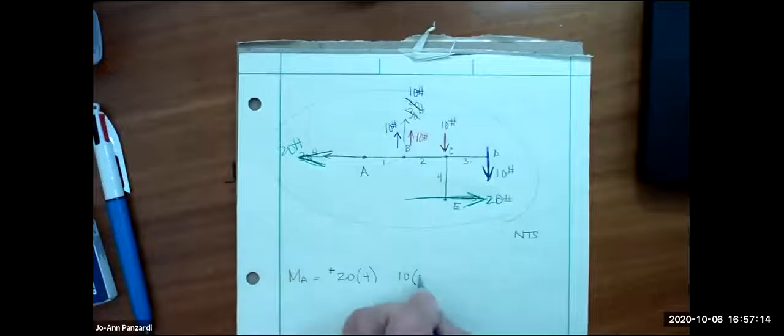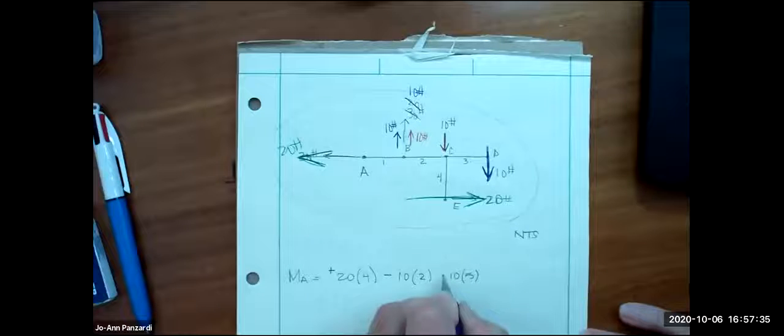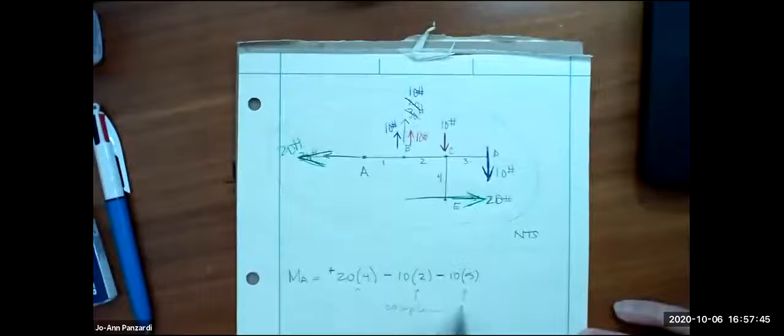What's the perpendicular distance between the couple? 2. Positive or negative? Negative. Next one. Do the blue 10. Yeah, the blue 10 and the distance is going to be 5. Positive or negative? It's going to be a negative. So far we did 3 couples, right? And those 3 couples create the same moment about any point.